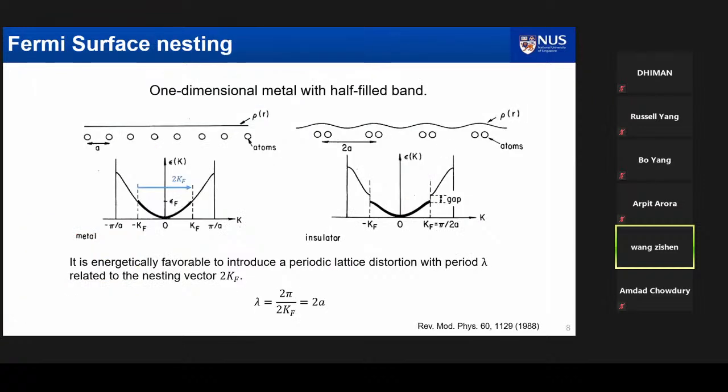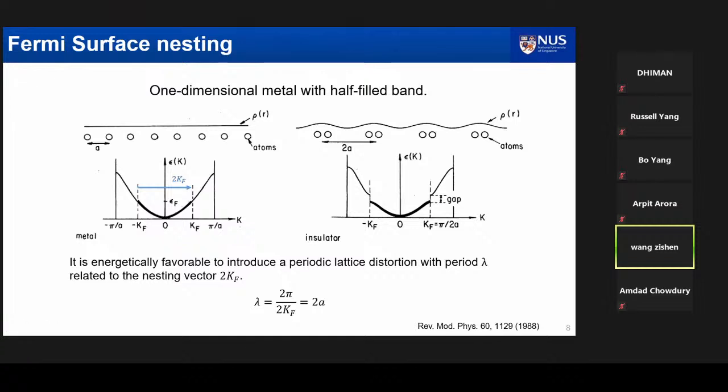Here I use a one-dimensional metal with lattice constant a as an example. Suppose this is a half-filled band, so at the ground state, the electrons will fill up to epsilon F. However, if we consider the electron interaction, we introduce a periodic lattice distortion with period lambda defined by this formula. The 2kF is the so-called nesting vector. So in this case, lambda is 2a. Since the lattice has been doubled in real space, a new gap will open at epsilon F, which lowers some electrons' energy, thus lowering the total energy. This is the case for one dimension.